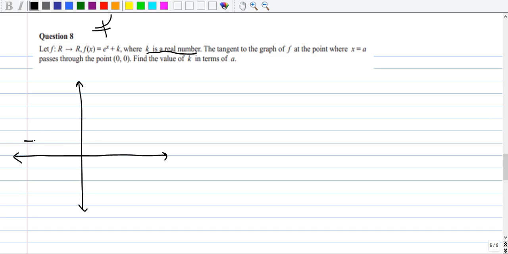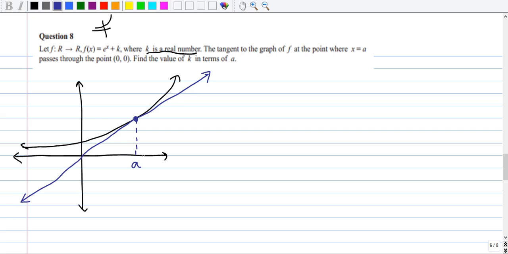But let's see what happens if I draw an exponential curve that looks something like this. And then let's try that again. It's a bit better. And now I have a tangent which hits this curve, let's say, but it also passes through (0, 0). So it might look something like this. This is my tangent line. So I'm drawing a graph to help me visualize this. Here's the shared point. The x coordinate is a because it's the tangent to the graph at the point where x equals a, and it passes through (0, 0). Find the value of k in terms of a.